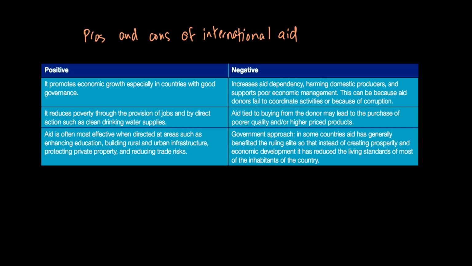Lastly, we look at government approach. In some countries, aid has generally benefited the ruling elites or the rich, so that instead of creating prosperity and economic development for everyone, it has reduced the living standards of most of the inhabitants of the country because it's directed towards only the rich and not the poor.